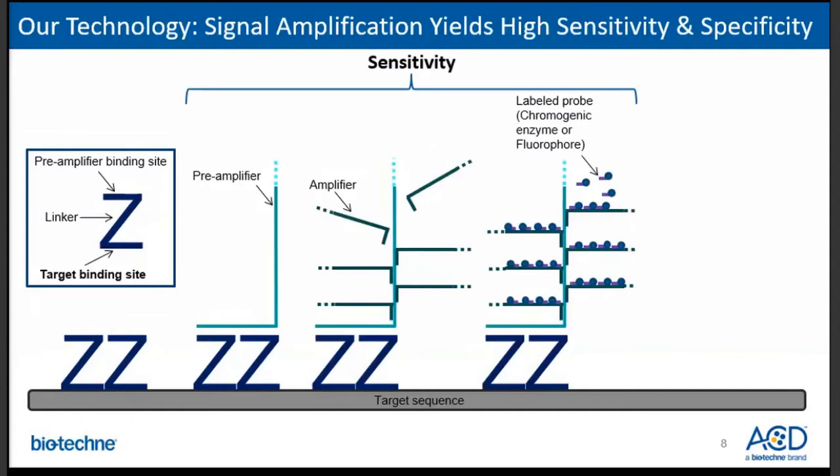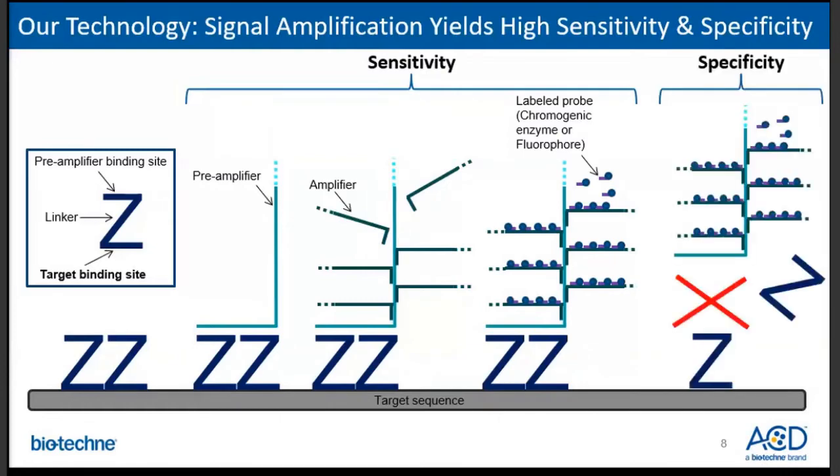Labeled probes contain either a chromogenic enzyme or a fluorophore. This signal amplification strategy yields high sensitivity and allows for visualization of target RNAs as a single dot, where each dot represents an individual RNA molecule that can be quantified.